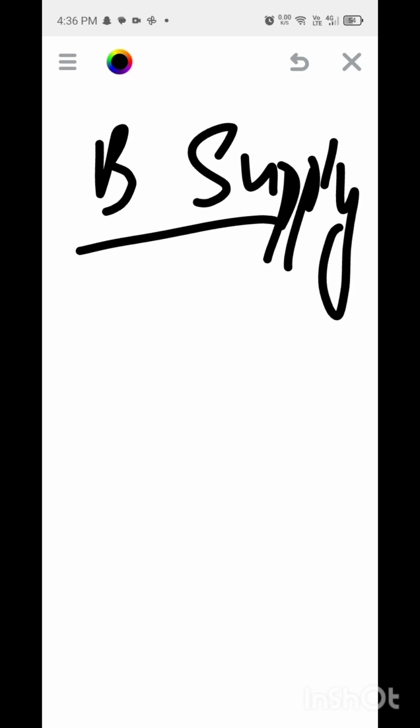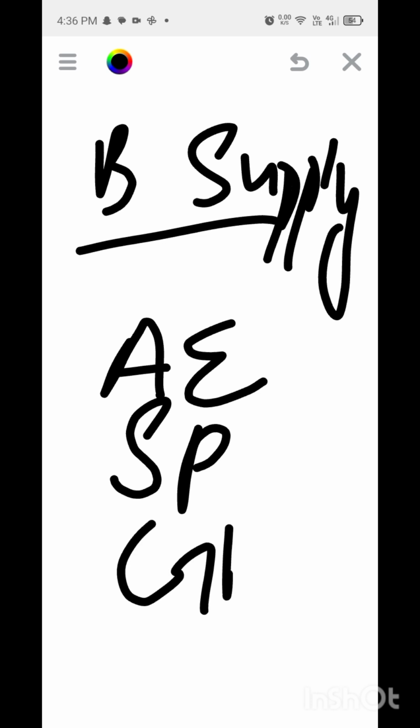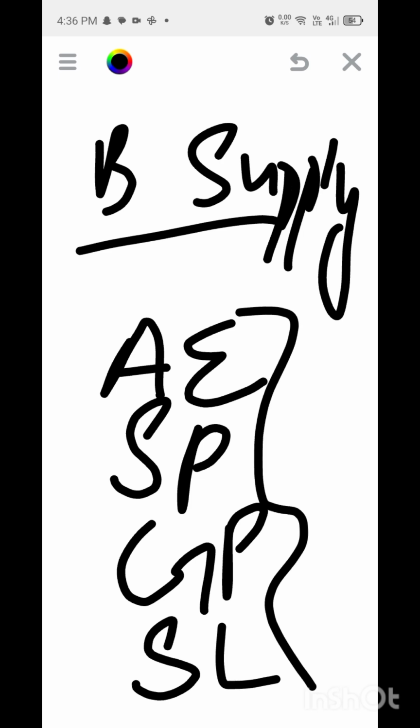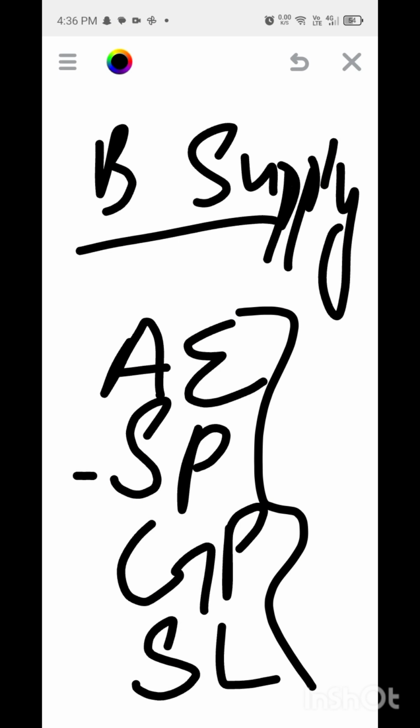The arteries that supply the nasal septum are basically the anterior ethmoidal artery, sphenopalatine artery, greater palatine artery, and branches of the superior labial artery. So these are the arteries which supply the nasal septum: anterior ethmoidal, sphenopalatine, greater palatine, and superior labial artery.